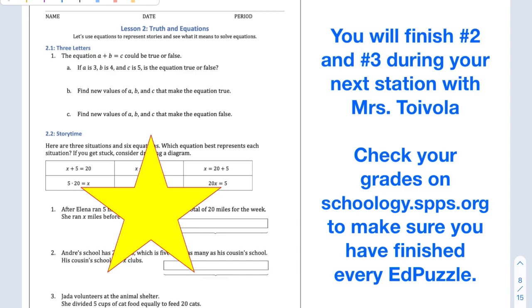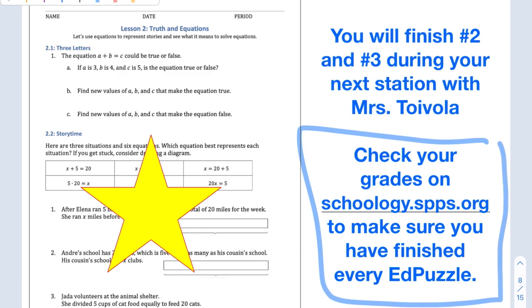You will finish number 2 and number 3 during your next station with Mrs. Toivola. So if you're still in the hallway and it's not time for your next station, please check your grades on schoology.spps.org to make sure you have finished every EdPuzzle.